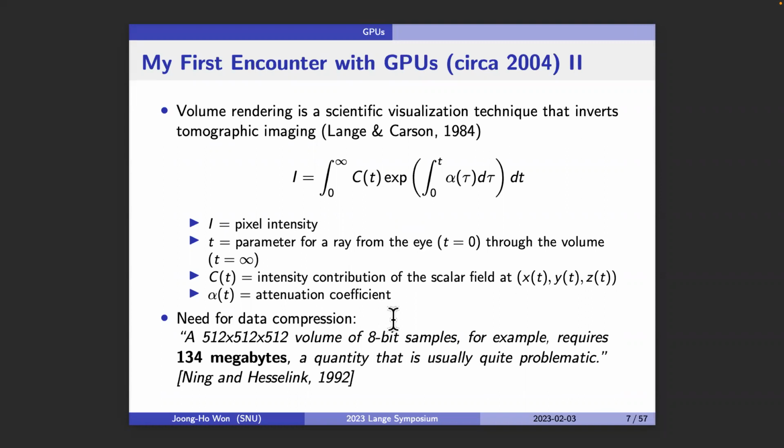And there is a need for data compression back then because, let's say, it's a quote from a 1992 paper that 512 by 512 by 512 volume of 8-bit sample requires 134 megabytes, a quantity that is usually quite problematic. Yeah, we remember that it's in the 1990s. Yeah, 100 megabytes was problematic, but now the same problem occurs with just the different units like terabytes these days.